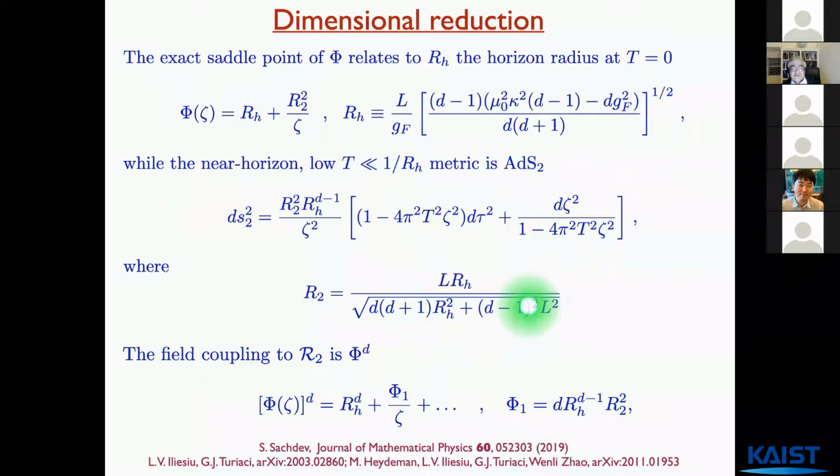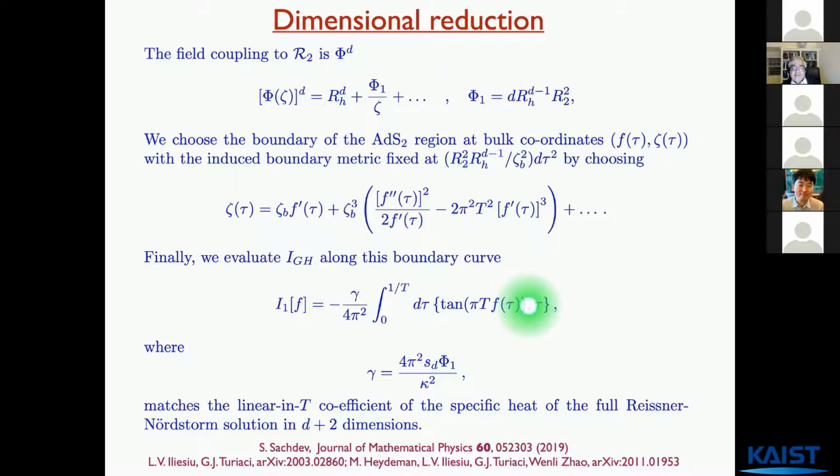And then what you find when you go through this analysis, and I'm going to just skip over it because it's kind of technical, but at the end, what you find is exactly this Schwarzian action for this f of tau, where f of tau is basically the coordinate of the boundary of AdS2. So you choose the boundary of AdS2 at coordinates f of tau, zeta of tau, where zeta is related to f of tau. To make sure the metric remains, you put in a diffeomorphism invariant boundary condition, and you just evaluate the action only as, so this is sort of like fixing gauge.